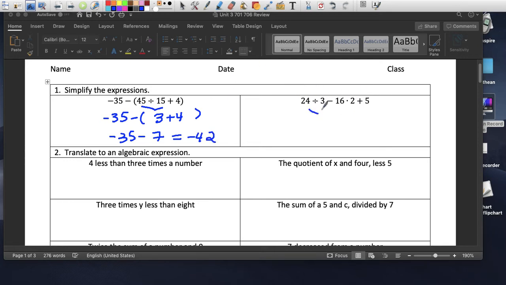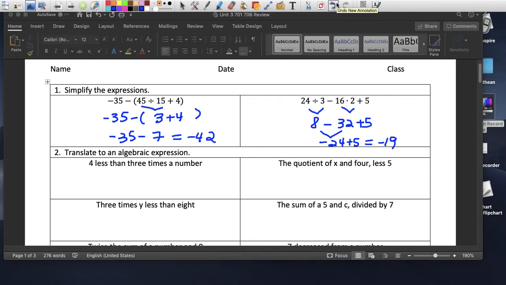Likewise here, we'll do this one first. 8 minus, and 16 times 2 is 32, and then plus 5, and do it from left to right. So we're going to do 8 minus 32 first, which is going to be negative 24, and then plus 5, which is going to be negative 19.